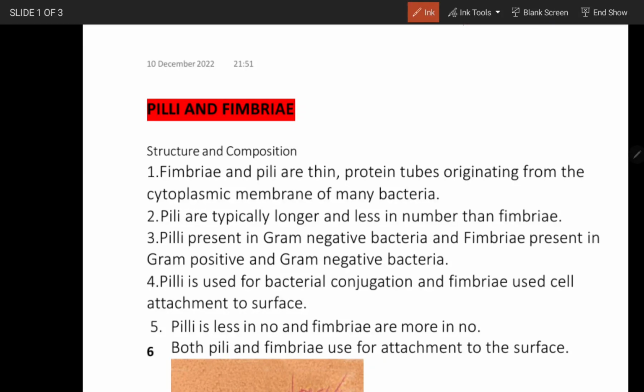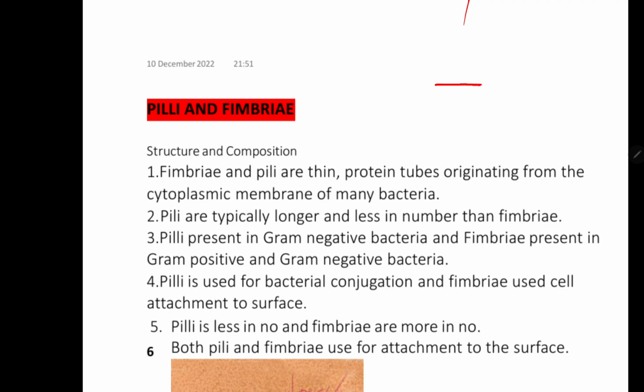Namaskara. In this video, we will discuss what are Pilli and Fimbria. We have already discussed that bacteria have different kinds of appendages, and among all the appendages, this is another kind of appendage, and that is called Pilli and Fimbria. Fine. What are Pilli and Fimbria?